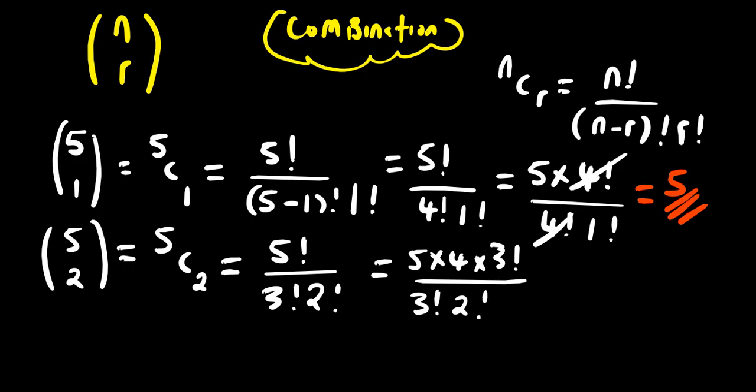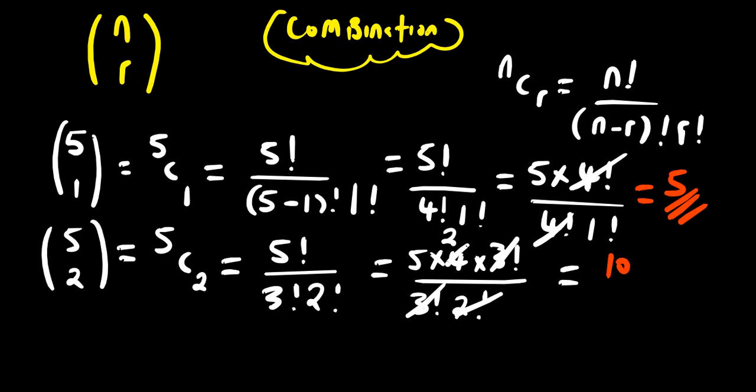So the 3 factorial and the 3 factorial will cancel. 2 factorial is just the same as 2 times 1, which is just 2. So 2 into 2, that is just 1. 2 into 4, that is 2. Then 2 multiplied by the 5 that is there, I'm going to have 10.